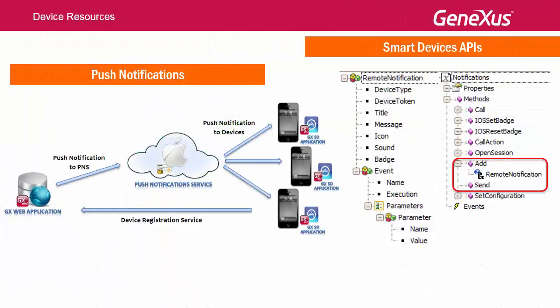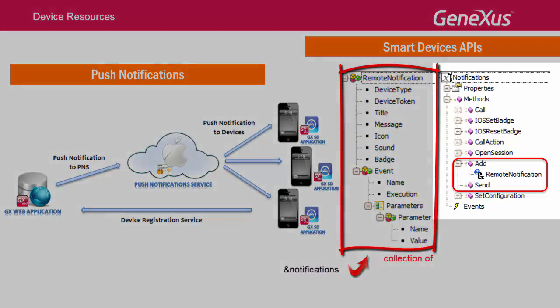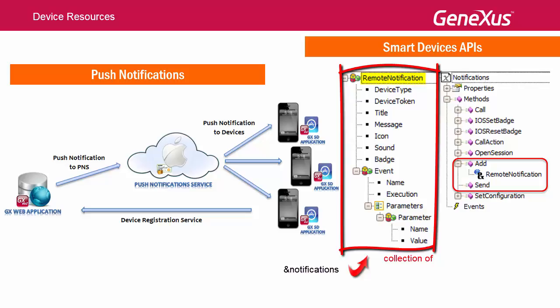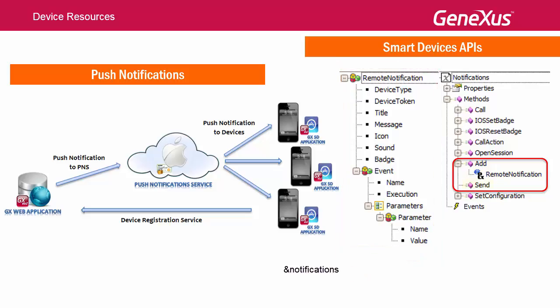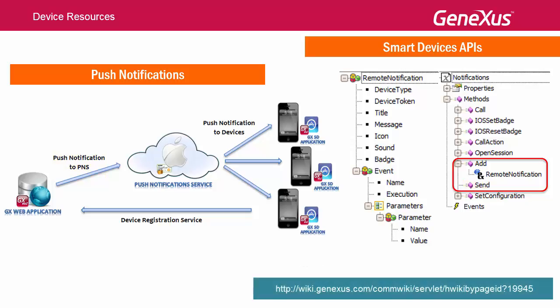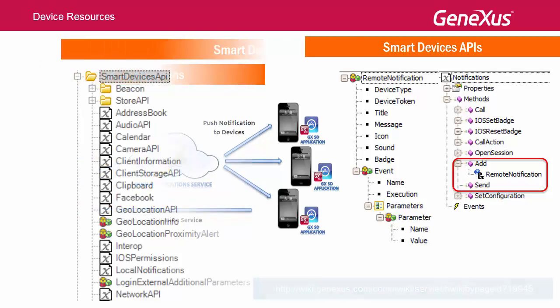From the object that we need to start push notifications, we create a variable of the collection SDT type, which is included with the notifications API. The SDT is called remote notification, and we load it through the API's add method, with the notifications to be sent to each registered device. After loading this collection variable, we send the notifications using the send method. This method will encapsulate the invocation to the notification services of each technology. You can read more about push notifications in our wiki.